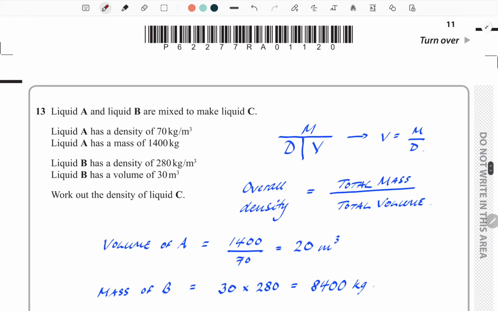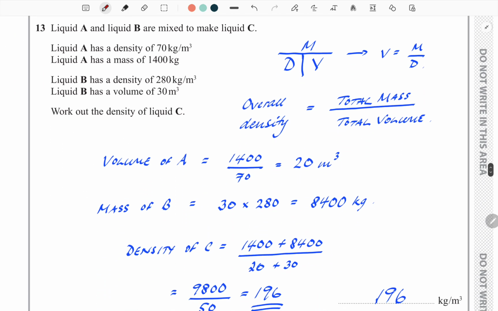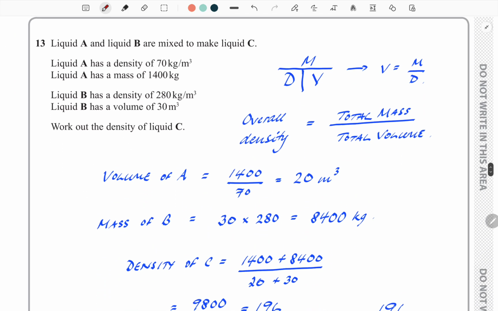Moving on to question 13. This one is actually a bit more involved. Takes a bit of thinking through. They've got liquid A and liquid B. They're going to be mixed to make liquid C. Now, they're given some information about A and some information about B, but not the same information. Both of them give us density, but one of them gives us mass, the other gives us volume.